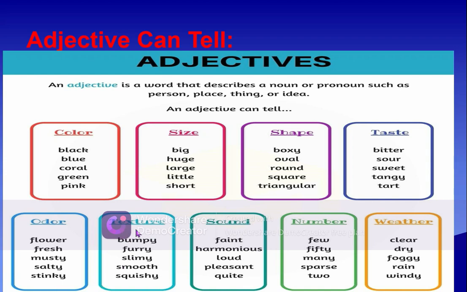Texture. Next, we will come to know that adjective gives us some knowledge about the texture of a noun: bumpy, furry, slimy, smooth, squishy. Sound: faint, harmonious, loud, pleasant, quiet. An adjective gives us some knowledge about the number of noun: few, 50, many, sparse, two. Weather. Adjective tells something about noun which is related to the weather: clear weather, dry, foggy, rain, windy.